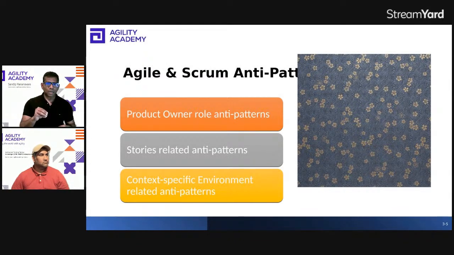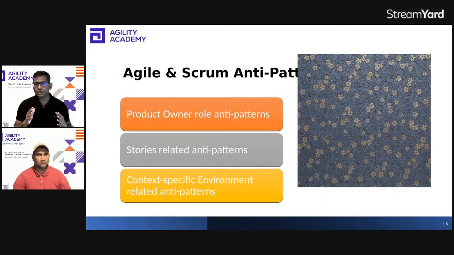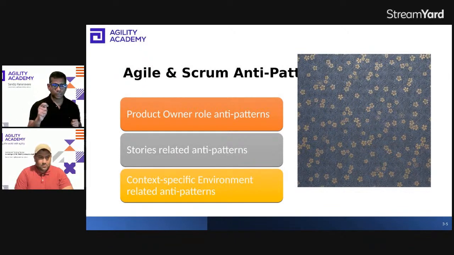So let's continue our journey. Now, when you talk about Agile and Scrum, there are 3 anti-patterns, broadly speaking. First one, product owner role anti-patterns. So what does it mean? Remember, Scrum Master's primary role is not only to support the team. If you go back, Scrum Master is responsible and accountable for the performance of the whole team. And when we talk about performance of the whole team, it includes the product owner.